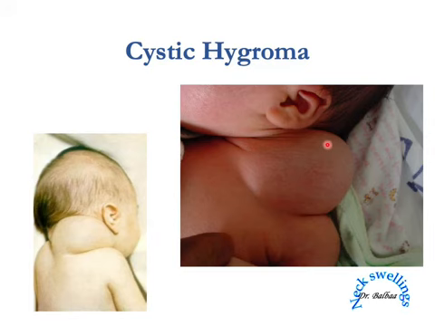One of the characteristic features of this swelling is the clear fluid inside. So if I do a transillumination test, it will have positive transillumination. All the swelling will be translucent, and this is the most characteristic feature whenever we examine this swelling.